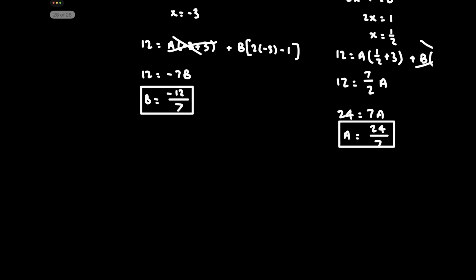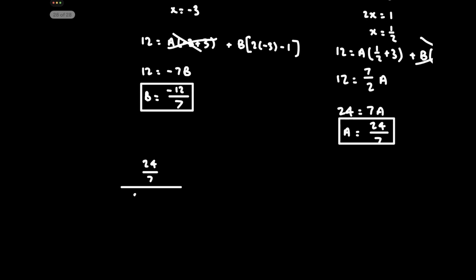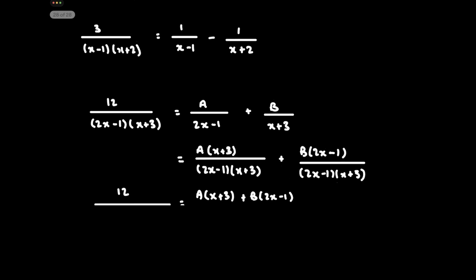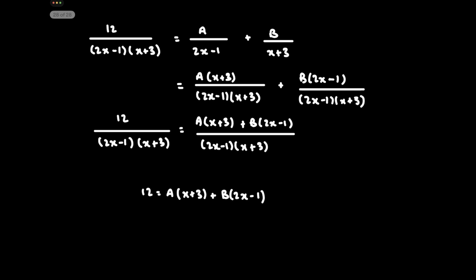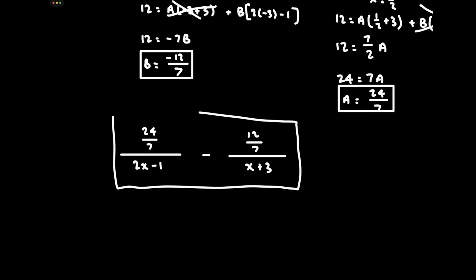So 24 on 7 divided by 2x take 1, I'm going to say plus minus 12 on 7 divided by x plus 3. And for those of you who noticed, same as the last one, we can just say that the plus and the minus are the same as minus. That is how you split this partial fraction.